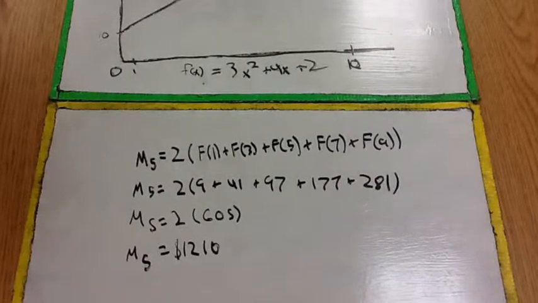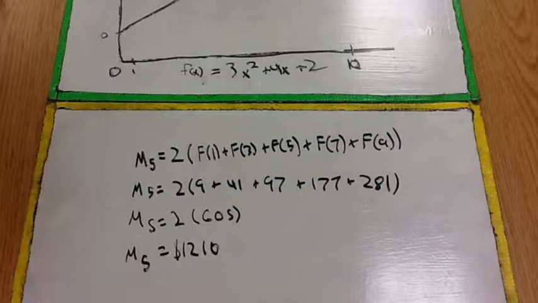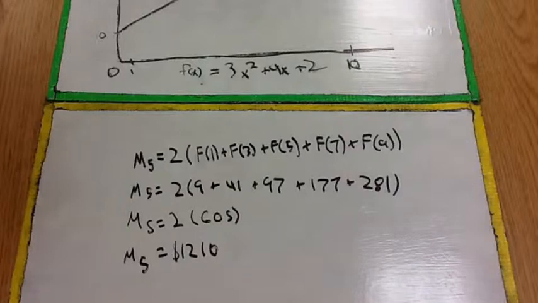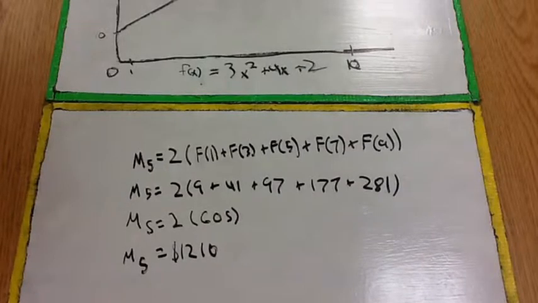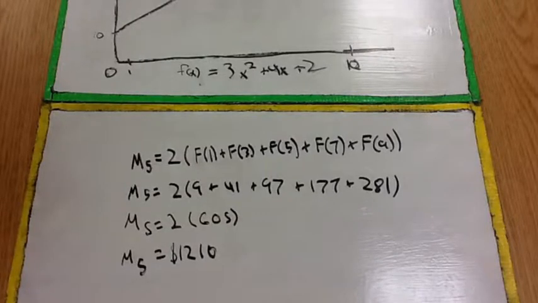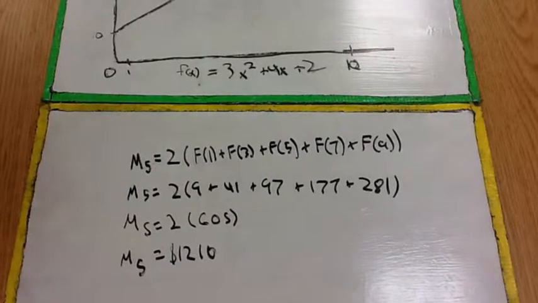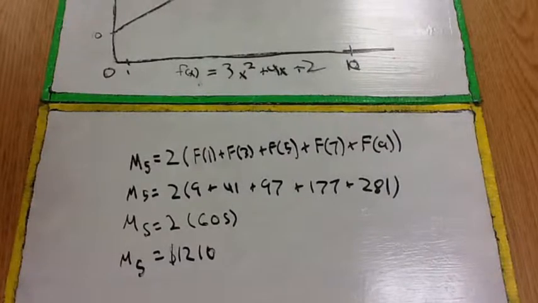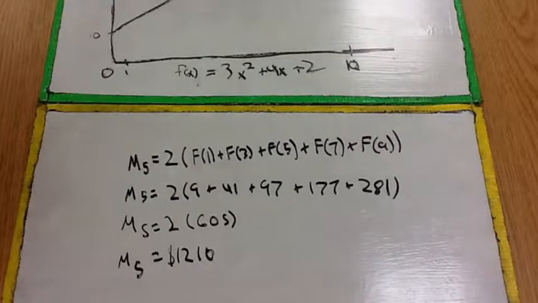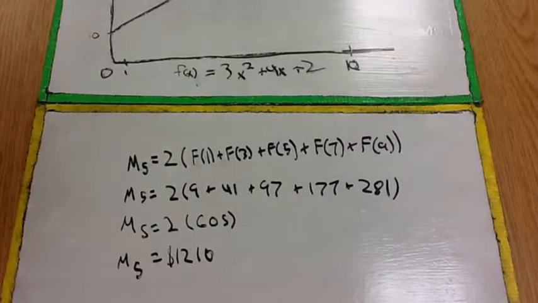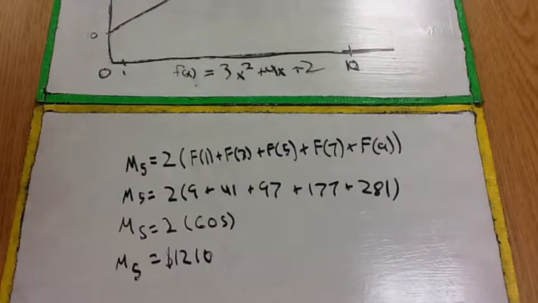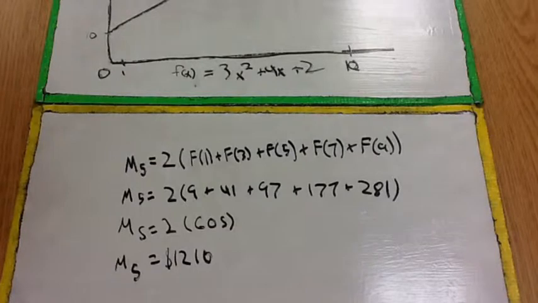So for between 0 and 2 it would be 1, between 2 and 4, it'd be 3. Between 4 and 6, it'd be 5, and so on. And we plug in 5 of those points. And when you plug in those points, for 1, you get 9. For 3, you get 41. For 5, you get 97. For 7, you get 177. And for 9, you get 281. And when you add all those up, you get 605. Multiply that by 2, and you get $1,210, which is how much money we made at the game in 10 minutes.